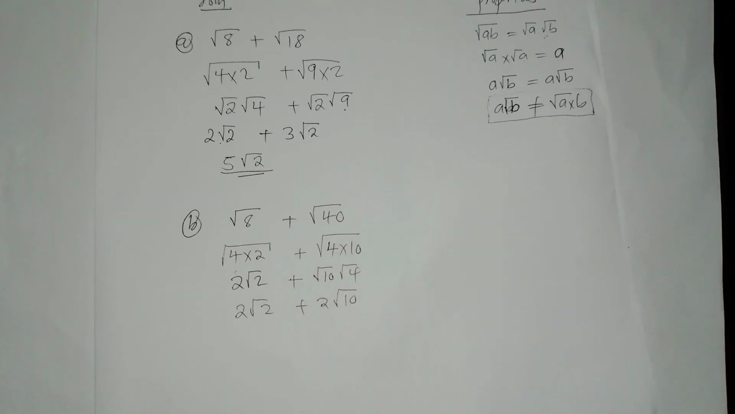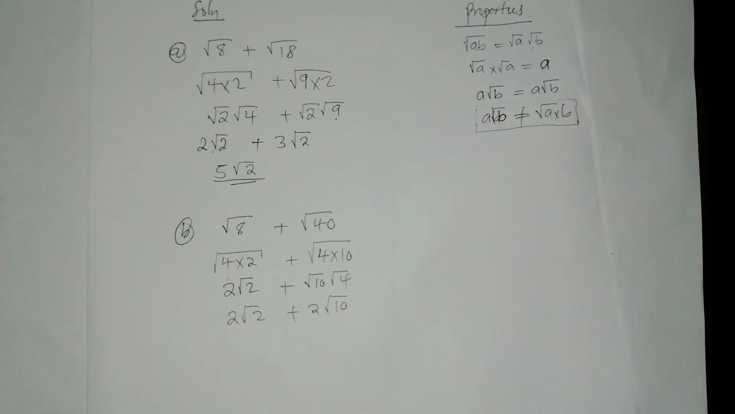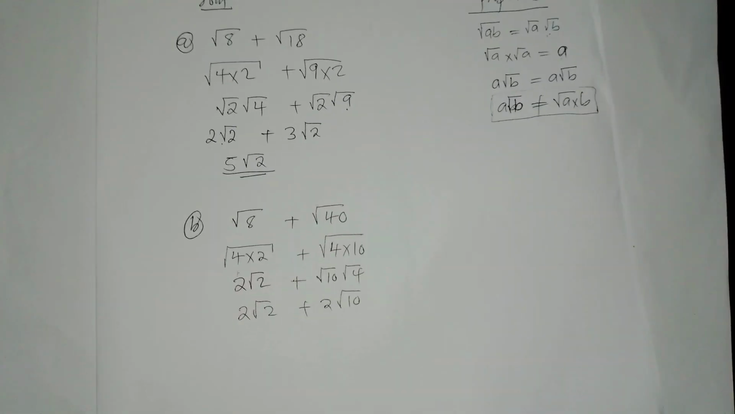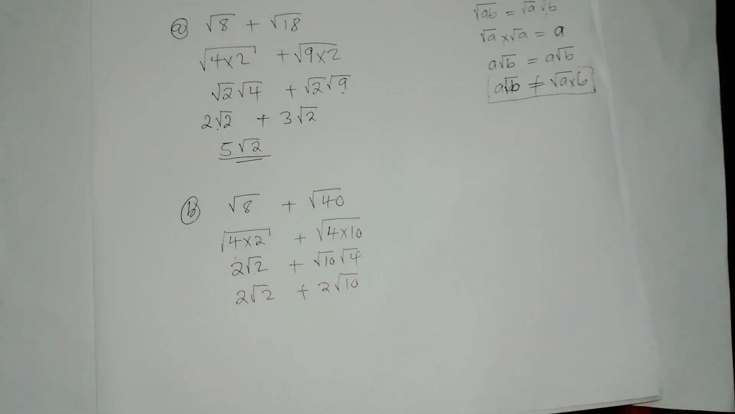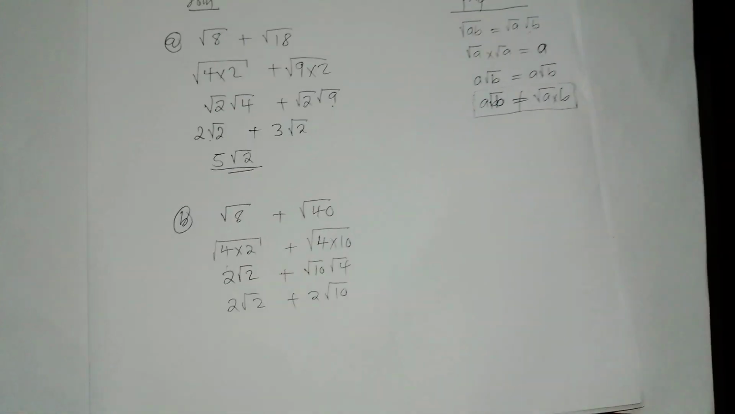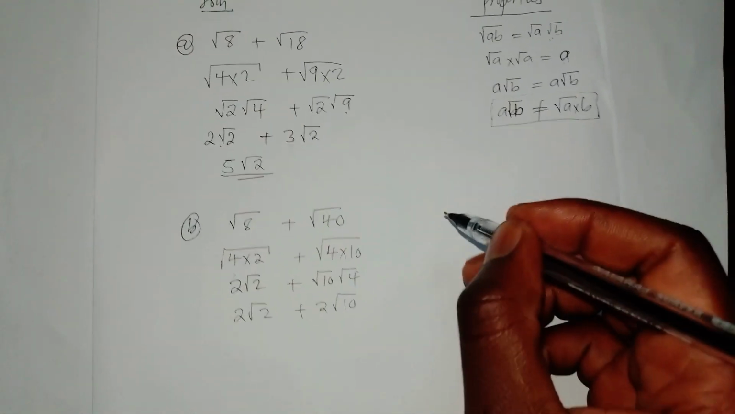I'll wait for the comments in case anyone thinks of a way we can split 10 and simplify it with the other root. I would really appreciate it if there's such a method out there.